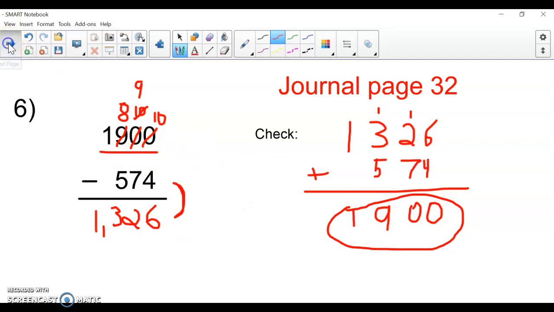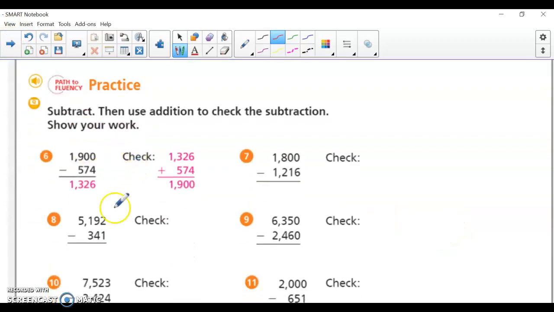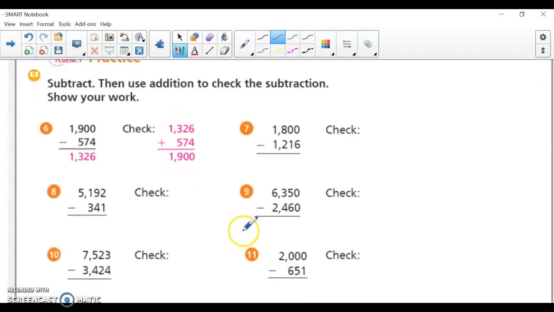So number 6 should look something like this. And so we want to do this with every one, 6 through 11. Do not skip the check part. That's really important. Do not skip the check part. Make sure you are assuring yourself that it is right. And so if this number doesn't match this one right here, if they don't match, you made a mistake somewhere. Try it again, okay? And then there are a couple of word problems at the end.